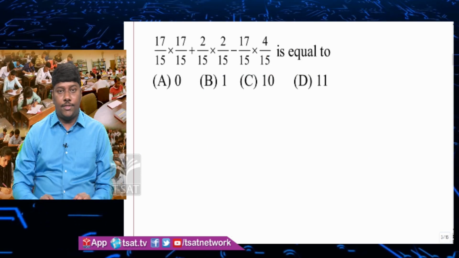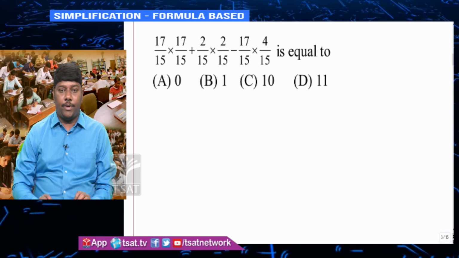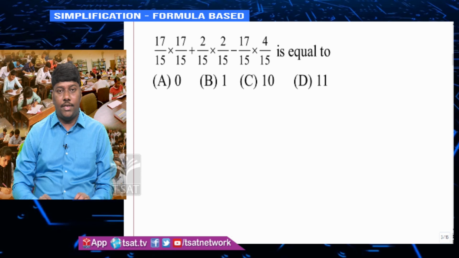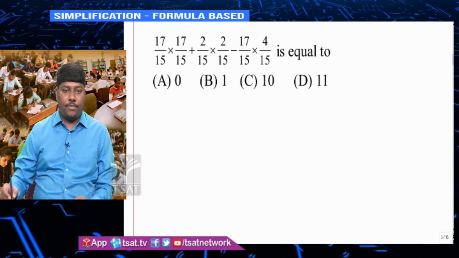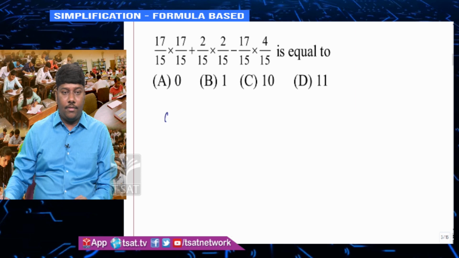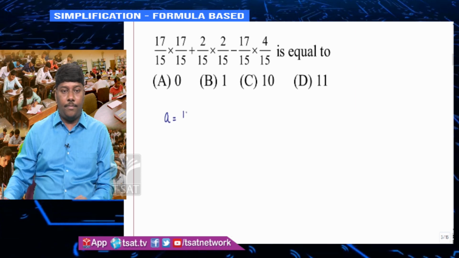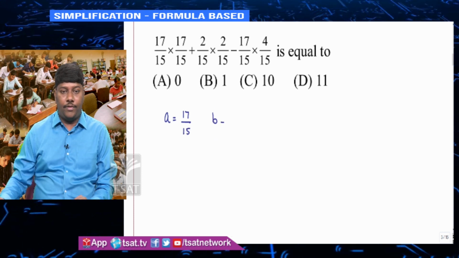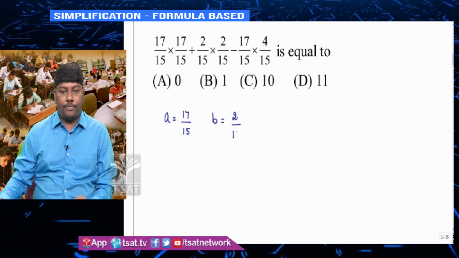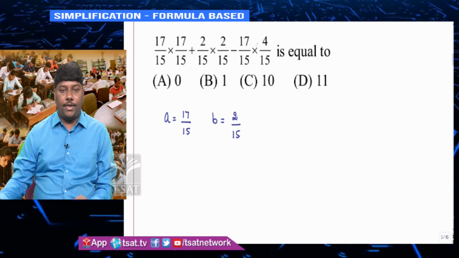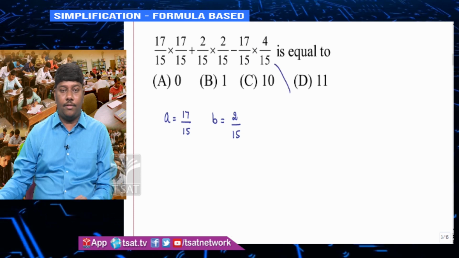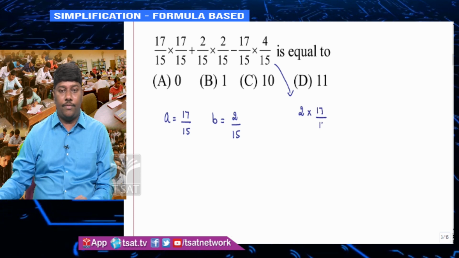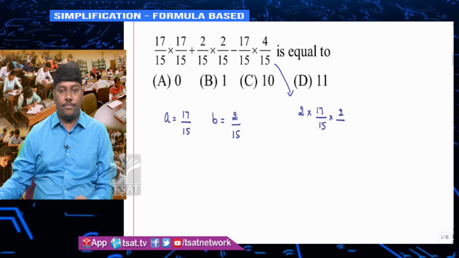Now look at this sum. This is directly based on a plus b or a minus b whole square. Now see here, 17 by 15 into 17 by 15. So it is actually 17 by 15 whole square. Let your a be 17 by 15. Now look at 2 by 15, that's your b. Now 17 by 15 is your a. 4 by 15, how can I write this 4 by 15? This you can write as 2 into 2 by 15. So I am writing it as 2 into 17 by 15 into 2 by 15.